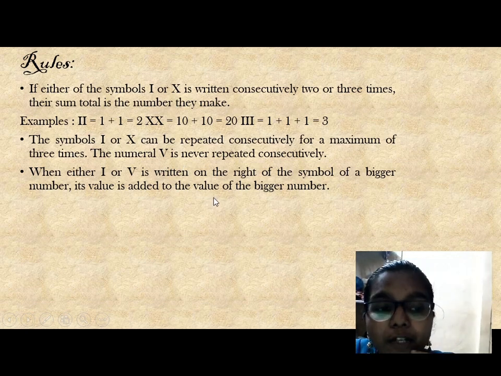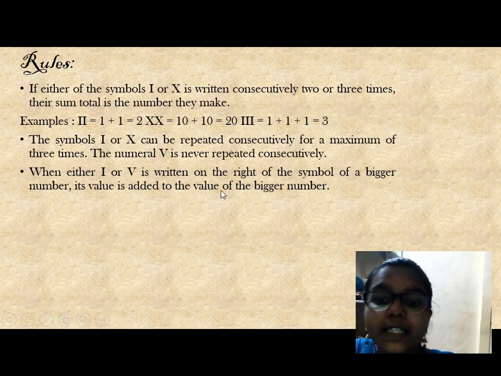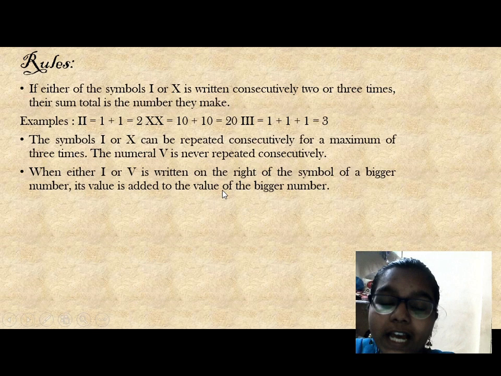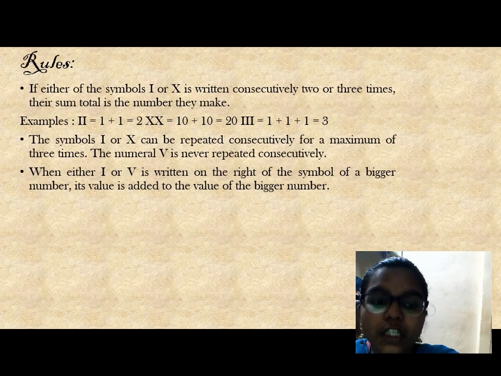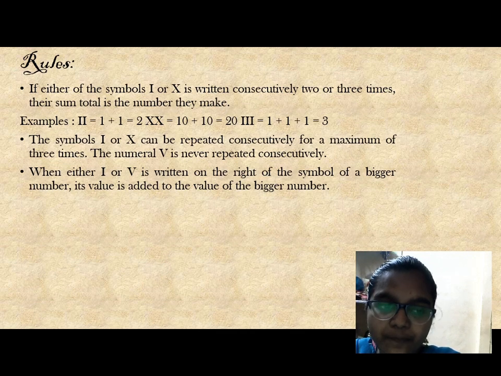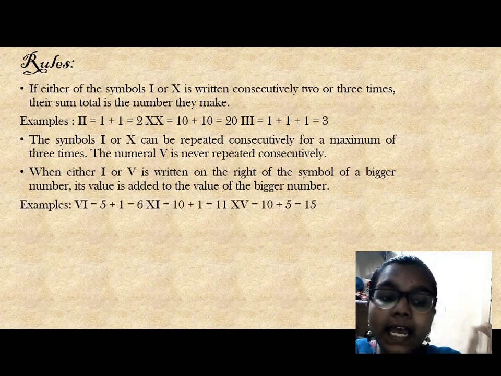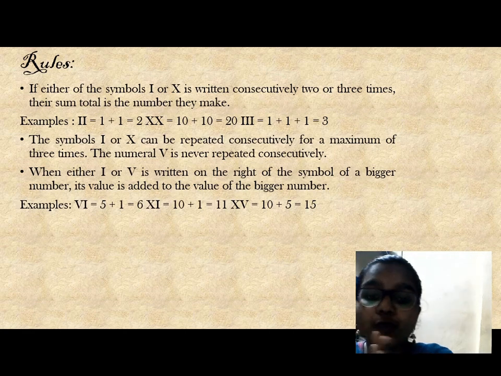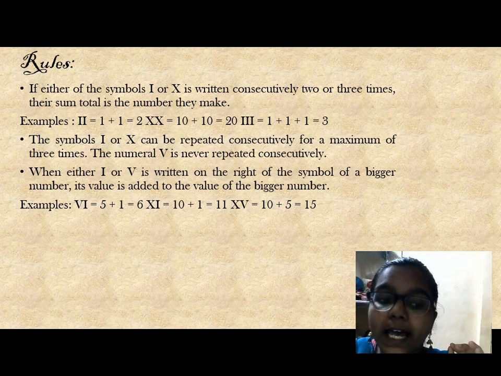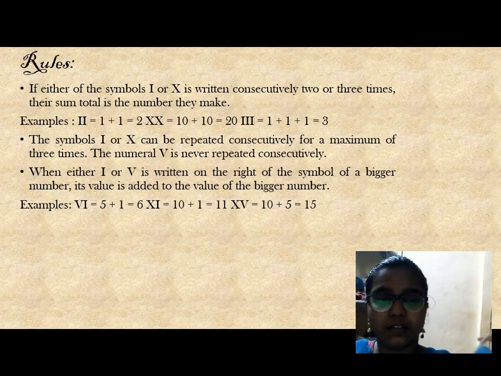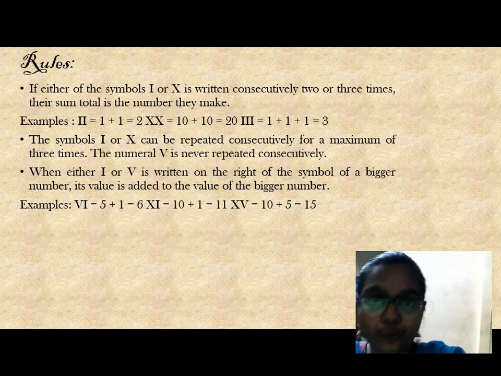Rule number 3 is when either I or V is written on the right of the symbol of a bigger number, its value is added to the value of the bigger number. Which means if I add V or I on the right of the symbol, it adds up to it. Like I have added I next to V, which means 5 plus 1, because V stands for 5 and I stands for 1.